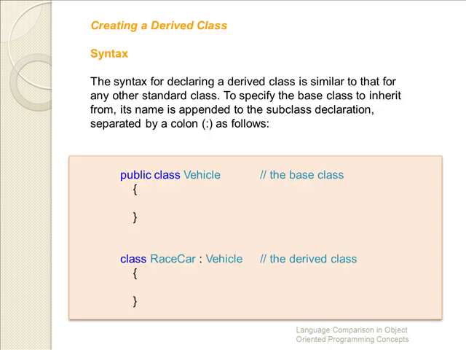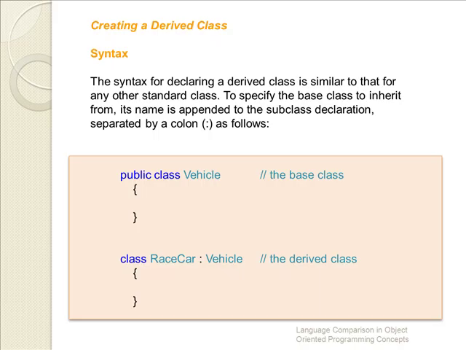The syntax for declaring a derived class is similar to that for any other standard class. To specify the base class to inherit from, its name is appended to the subclass declaration, separated by a colon, as follows.